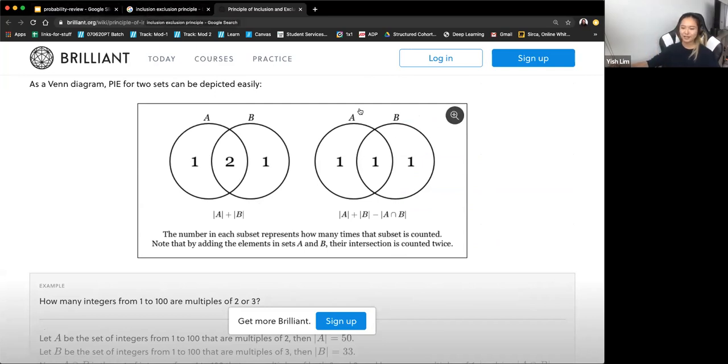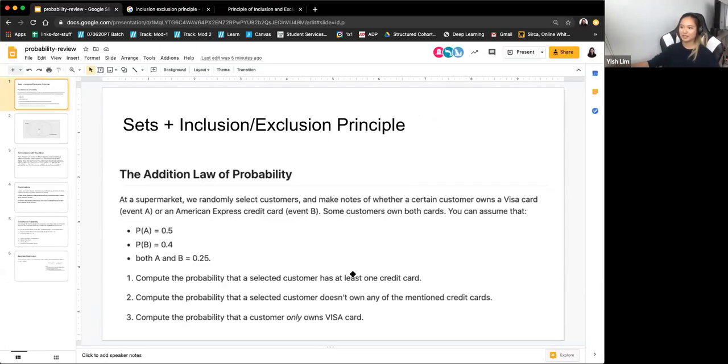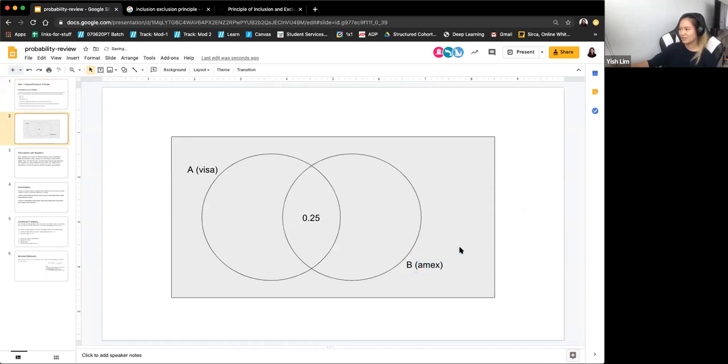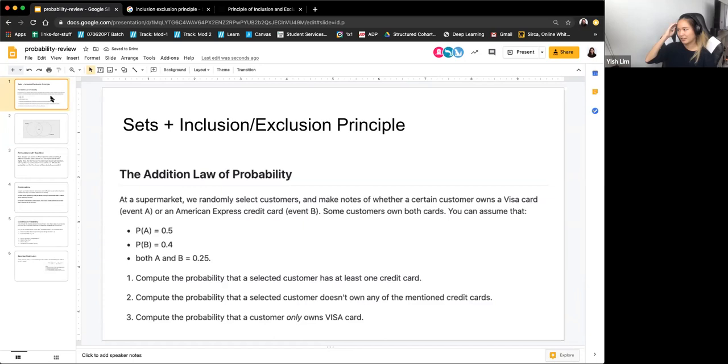And a question where you would use this principle is a question like this. This question says, if we are randomly selecting customers and making note of whether a customer uses a Visa card or an Amex card, I put MasterCard here, but let's put Amex just so it's correct. And then these are the distributions, and there are 3 questions that follow. So in this situation, we have the probability of A is 0.5, the probability of B is 0.4, and both A and B is 0.25.